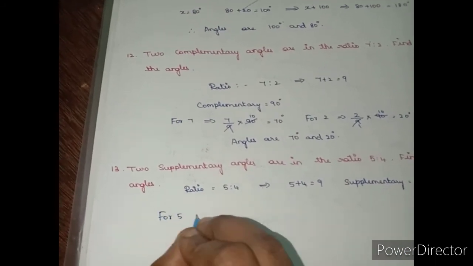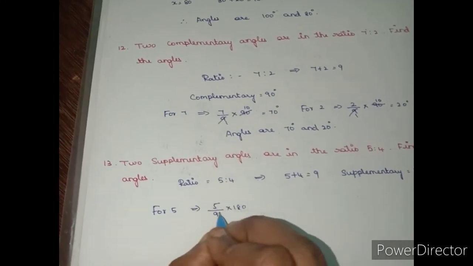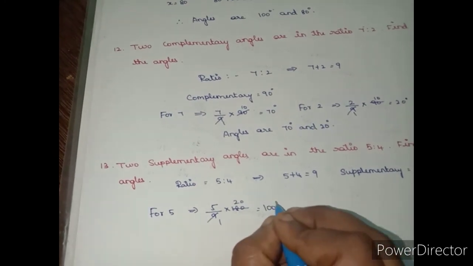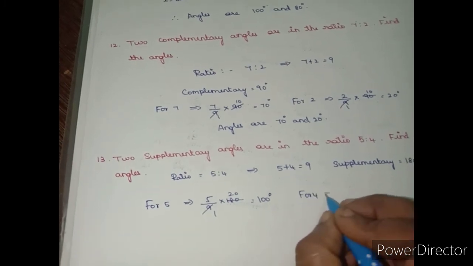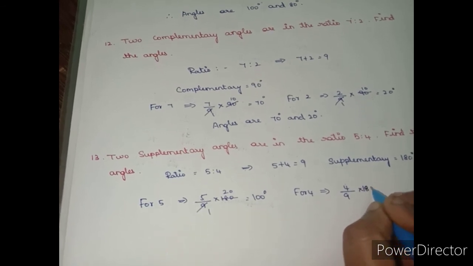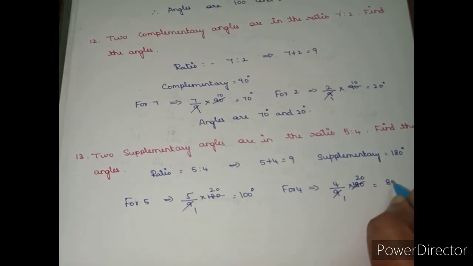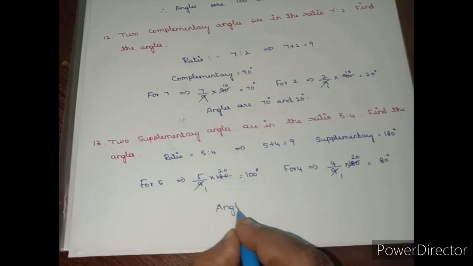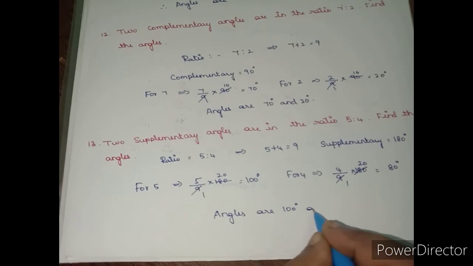So for 5 by 9 into 180, 9 one time, 2 times 20. So 5 2s are 10, 100 degree. Then for 4 by 9 into 180, one time 20, 4 2s are 8, so 80. So 100 plus 80, it is 180. So what are the angles? So the angles are 100 degree and 80 degree.